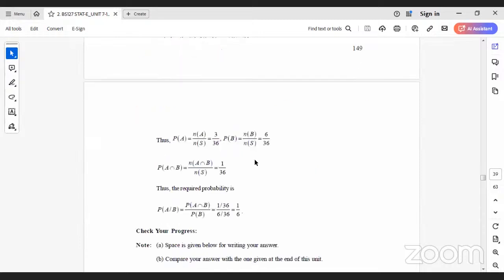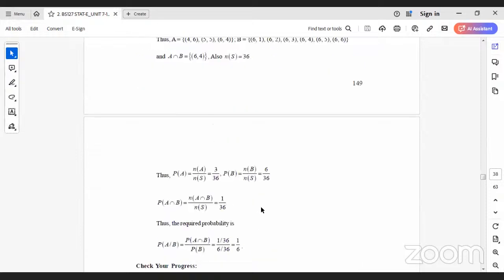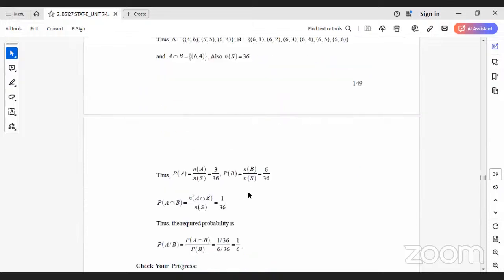So P(A) = n(A) by n(S), that is 3/36, since there are three outcomes. For B there are six outcomes, so 6/36. P(A by B) = P(A intersection B) by P(B) = (1/36) / (6/36) = 1/6. Clear? This is the basic fundamentals of this unit.